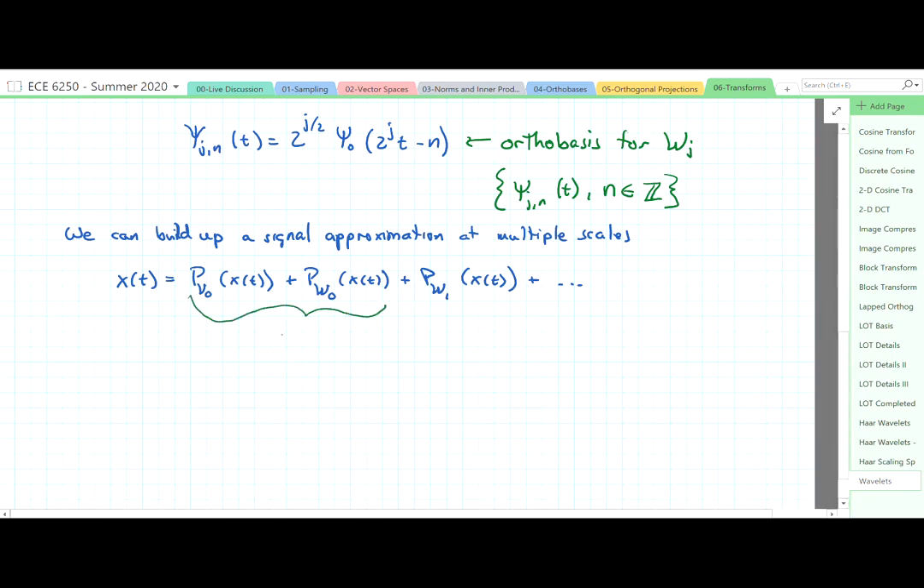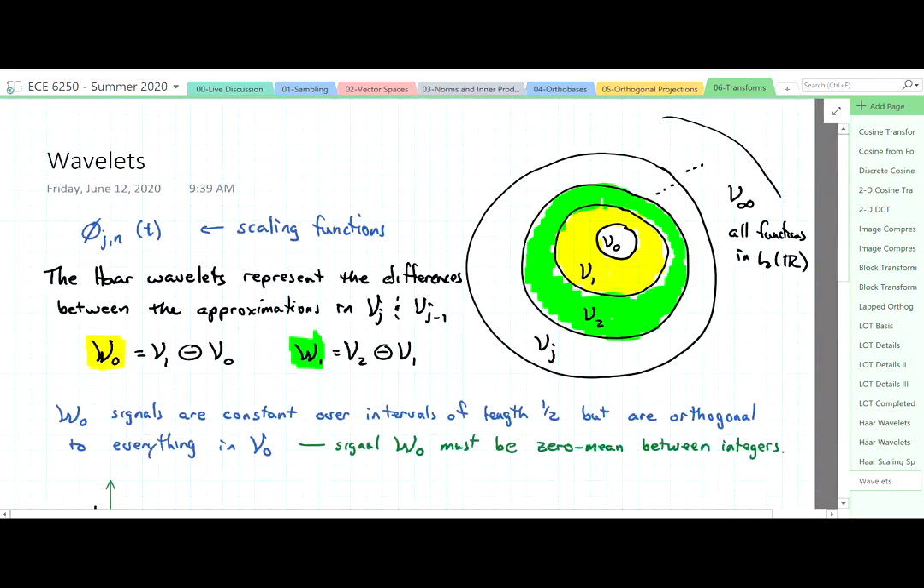But this right here is the same as the projection onto 1. So let's go back up and look at this chart. So we have the projection onto V naught, our space in the center of that diagram. The projection onto W is a projection onto that yellow space around it.